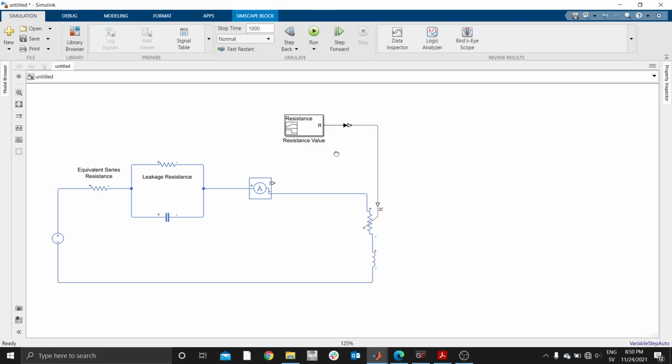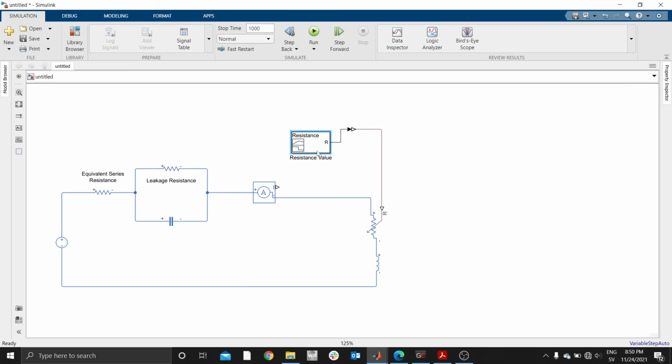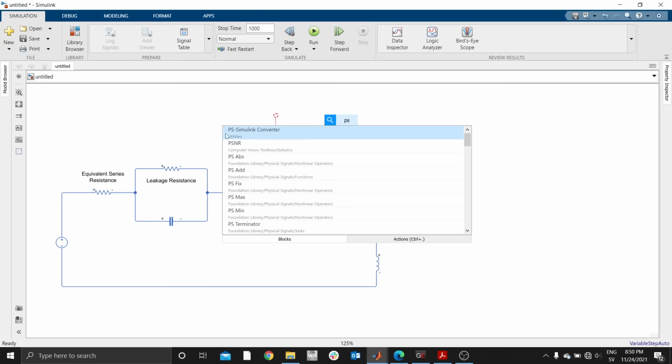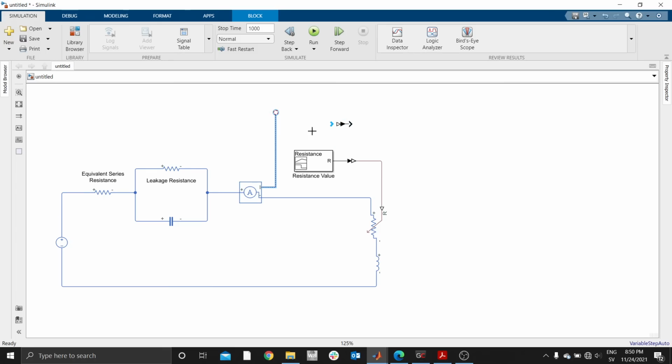Okay. Then this value, let me try to rearrange a little bit. Then this value we need now to convert back, from physical signal to Simulink. That's the converter. Now this value is a Simulink signal of the current. Okay.